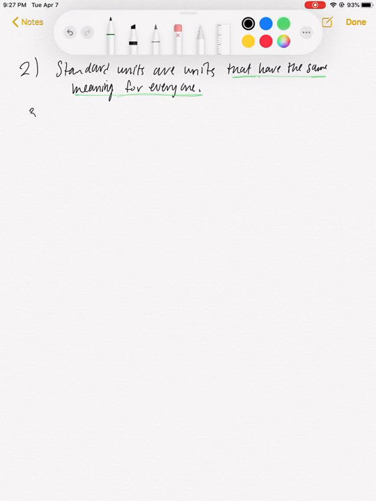Number 3. What is the U.S. customary system? The U.S. customary system is the system of standard units for length, weight, and volume used in the U.S.